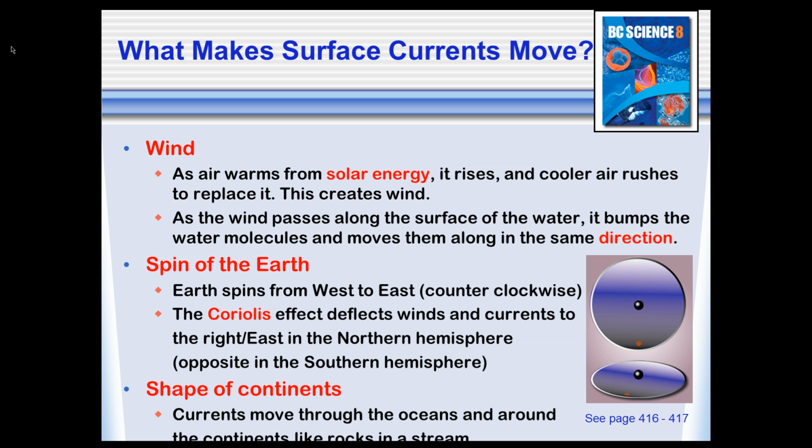The spin of the Earth also has an effect. The Earth spins from west to east. You may have heard of the Coriolis effect. It causes deflection of winds and currents to the right or to the east in the northern hemisphere where we are, and it's the opposite in the southern hemisphere. And the shape of the continents, right? Currents move through the ocean and they have to move around the edges of the continents like rocks in a stream, right? They have to follow the edge of the continent. So that will affect where and how that current goes.